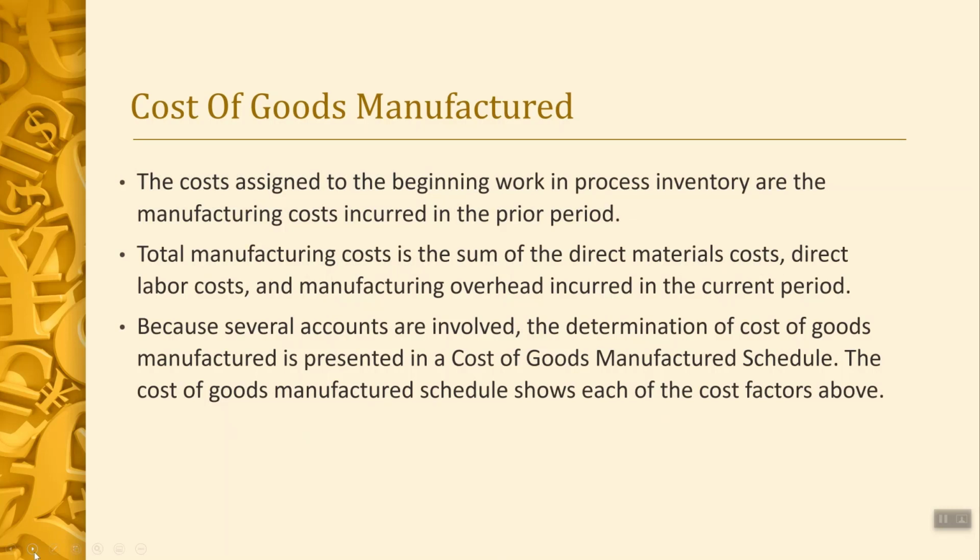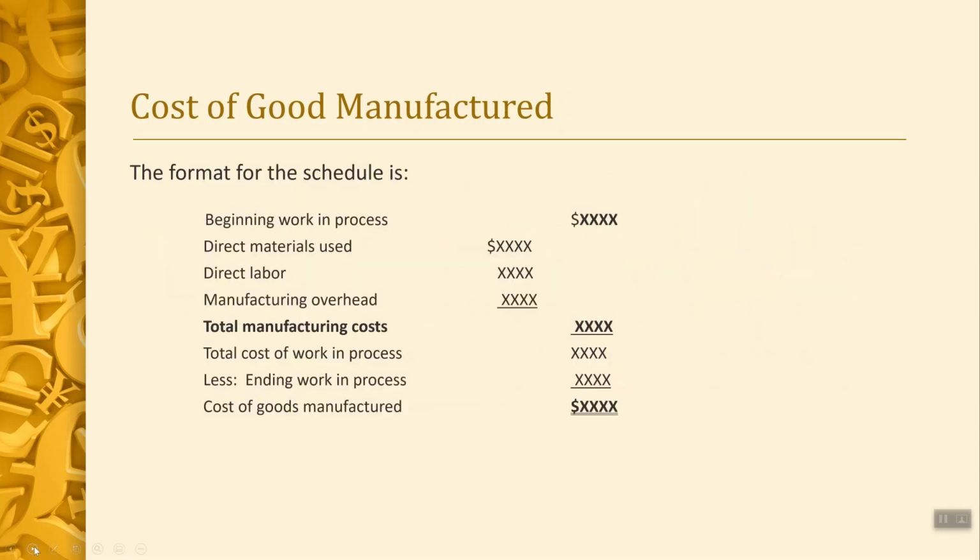Okay, so just to reiterate what we said in the last slide, the cost assigned to the beginning work in process inventory is the manufacturing costs incurred in the previous period. Now, total manufacturing cost is the sum of the direct material, direct labor, and manufacturing overhead incurred in the current period. Now we have this formula to help us. It's a schedule. Again, I just want to reiterate that we need to understand the flow, or we need to understand the formula, because we may be told to find the beginning work in process and every other piece of information will be given.